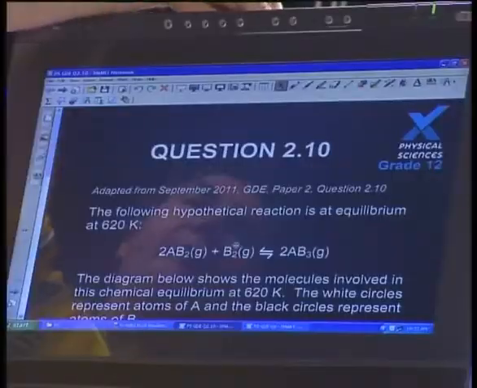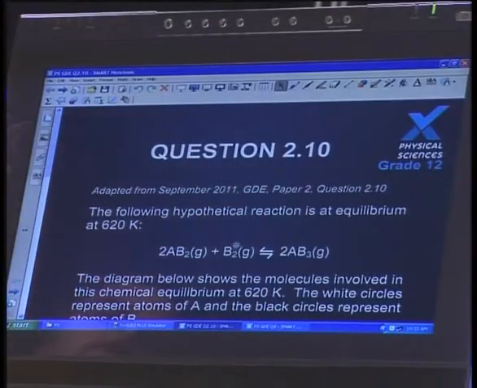Now, we're going to start by looking at chemical equilibrium. I know this is a section that a lot of you battle with, so let's get straight into it. The first question I want to deal with is a short question from the GDE paper, and we're going to take a look at it because it's an interesting question in terms of the application.